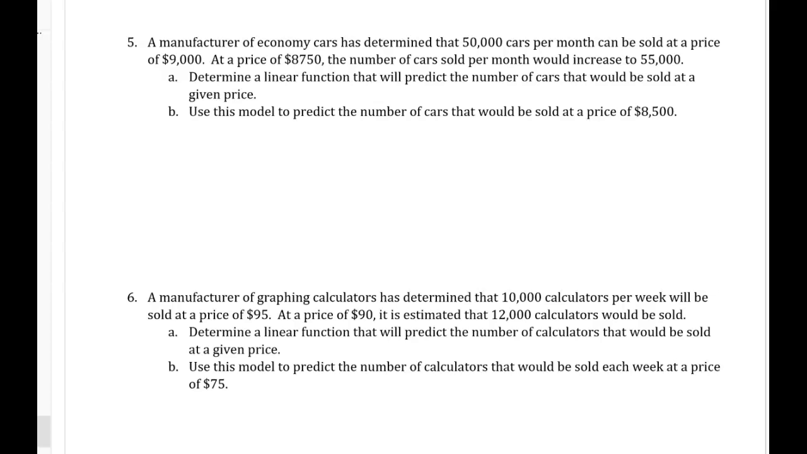A manufacturer of economy cars has determined that 50,000 cars per month can be sold at a price of $9,000, and when the price is $8,750, the number of cars would increase to 55,000. We want to determine a linear function that will predict the number of cars, so that's our y, that would be sold at a given price. So x is our price in dollars, and y equals the number of cars. The number of cars sold is dependent on the price, so y is our dependent variable, x is our independent.